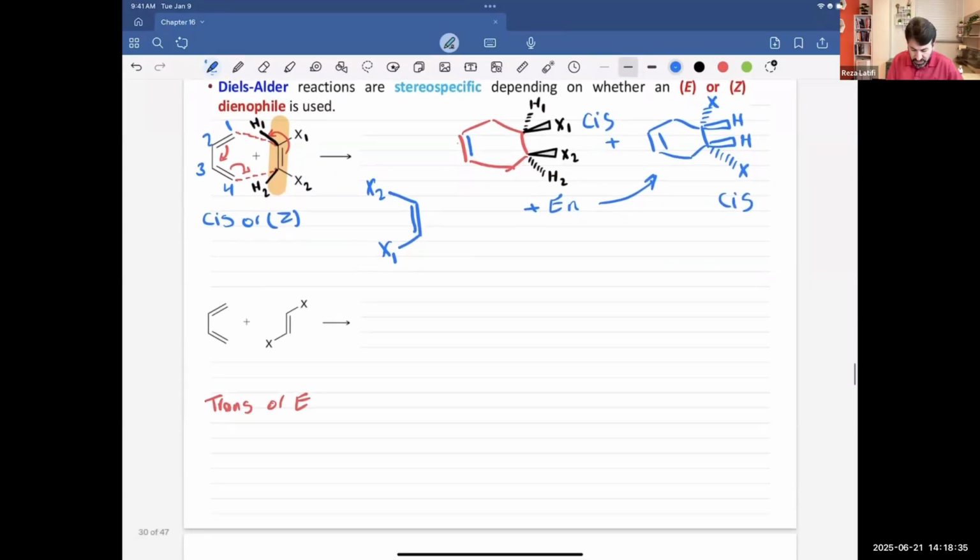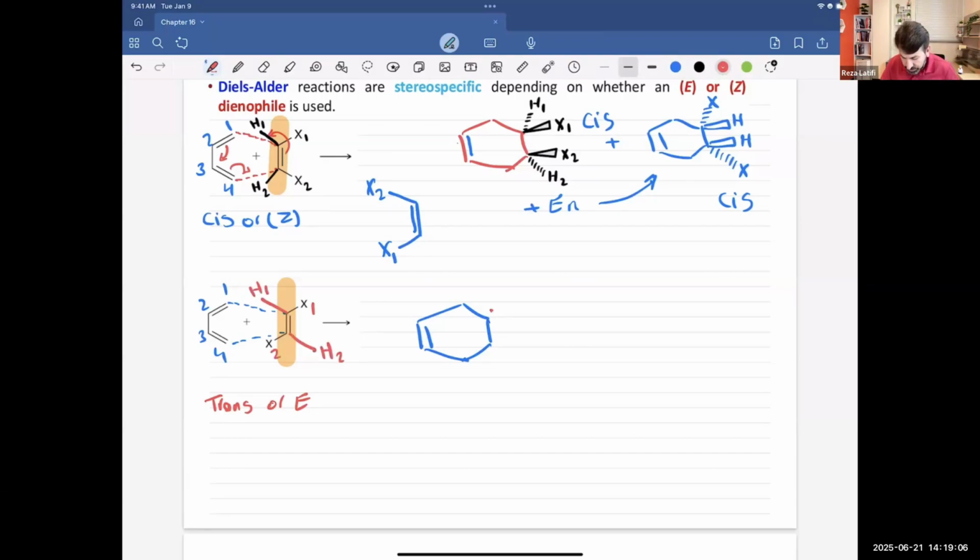Now, how about the trans? Again, we're going to track those. 1, 2, 3, 4. What do I get? This is the structure that I'm going to get. And we said anything on the left, we're going to send it down. So let's say this one we're going to call X1. So we have hydrogen here, hydrogen 1. That's going to be X2. And this one will be hydrogen 2.